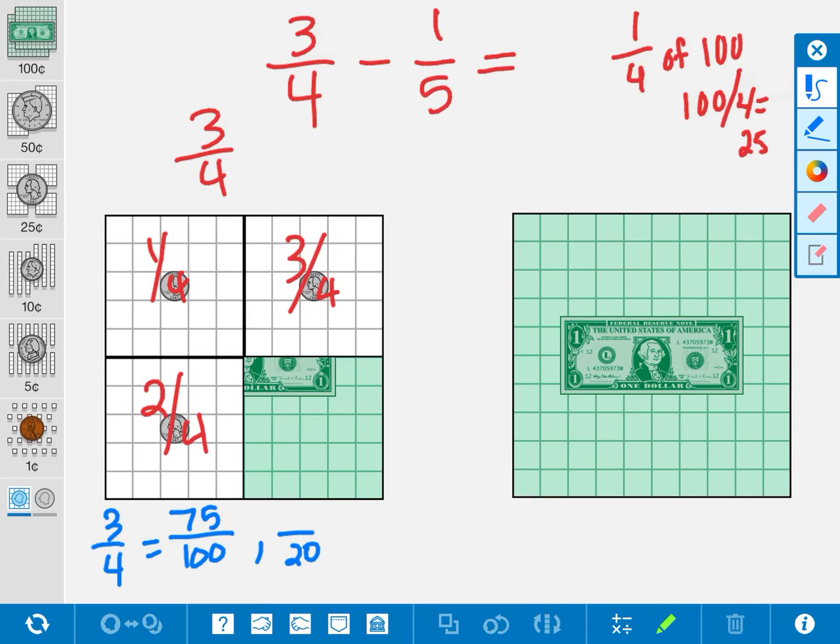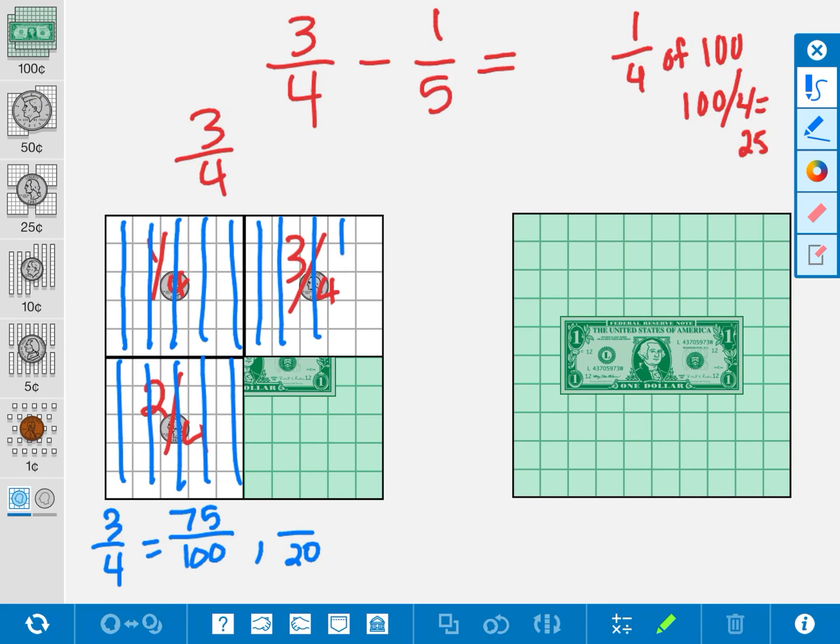So let's look. We've got 75 cents out of 100. We've got 25 cents here, 50 cents here, 75 cents here. That is where I got my 75 out of 100. Now, if I wanted to break this into nickels, I would count every piece that is 5 cents. So here is 5 cents. Here's 1 nickel, 2, 3, 4, 5, 6, 7, 8, 9, 10, 11, 12, 13, 14, 15 nickels out of 20 possible nickels that could be in a dollar. So here are fractions that we can use.